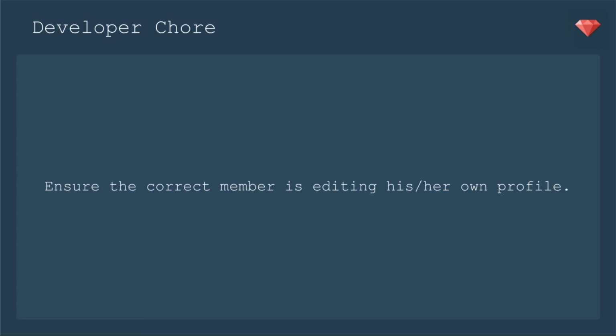During this course so far, we have been using user stories. Sometimes there are chores that come up that maybe don't quite fit into a user story, so we're going to call that a developer chore. You could make a case that this could be a user story, but I'm going to go ahead and call it a developer chore. For this chore, we're going to ensure the correct member is editing his or her own profile.